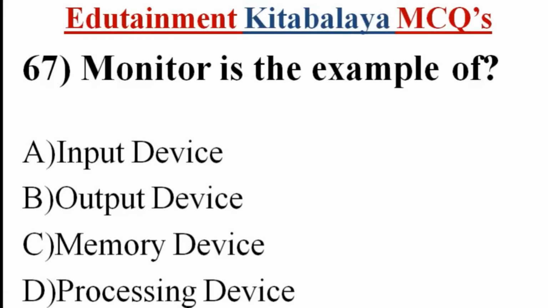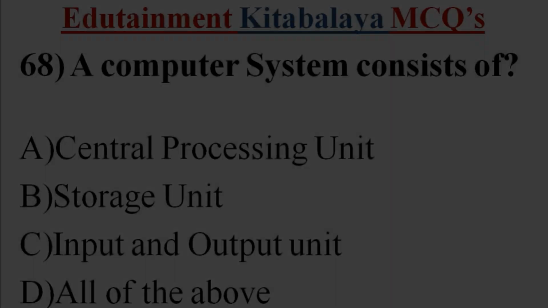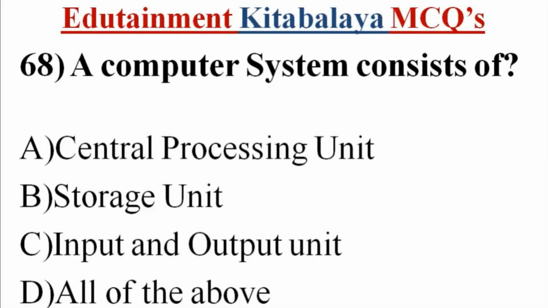Question number 67. Monitor is the example of A. Input device, B. Output device, C. Memory device, D. Processing device. Correct answer is B. Output device. Question number 68. A computer system consists of A. Central processing unit, B. Storage unit, C. Input and output unit, D. All of the above. Correct answer is D. All of the above.